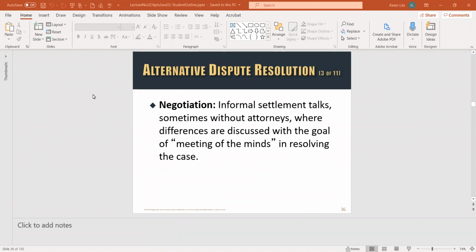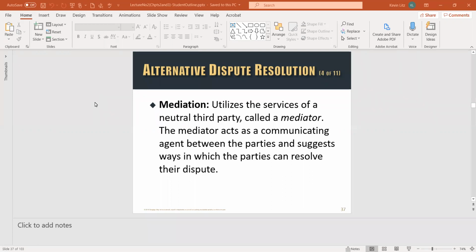Negotiation is just informal. Either the business persons, the individuals, and or their lawyers sit down and they just try to reach a resolution on their own, voluntarily, and then dismiss their claims against each other, for payment of money or no payment of money, whatever you come up with.